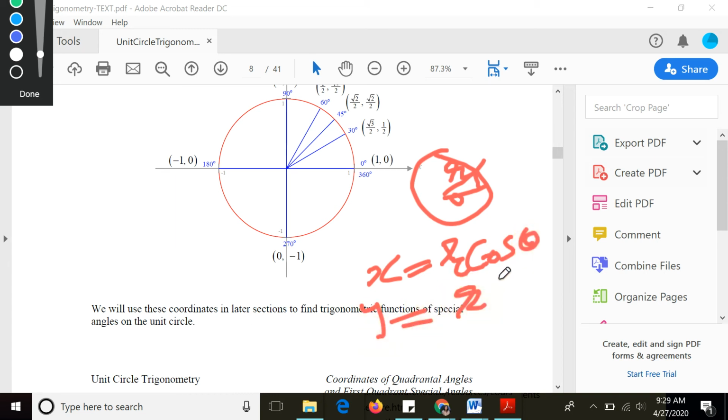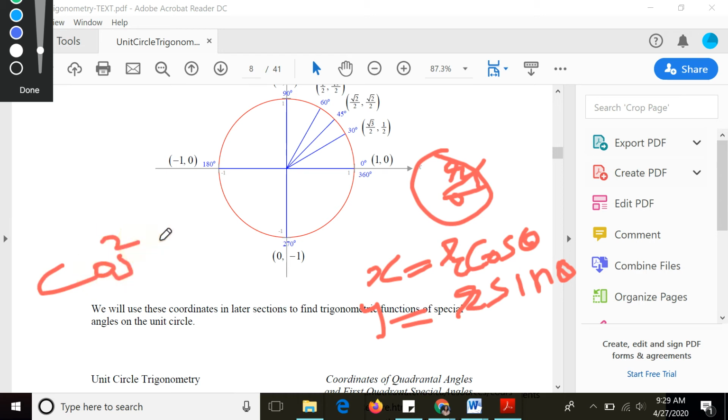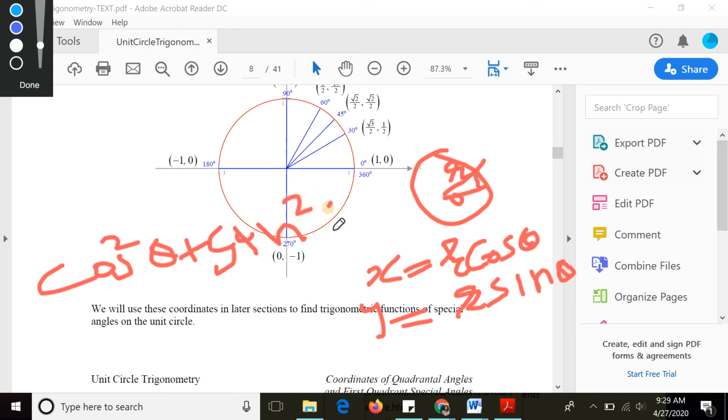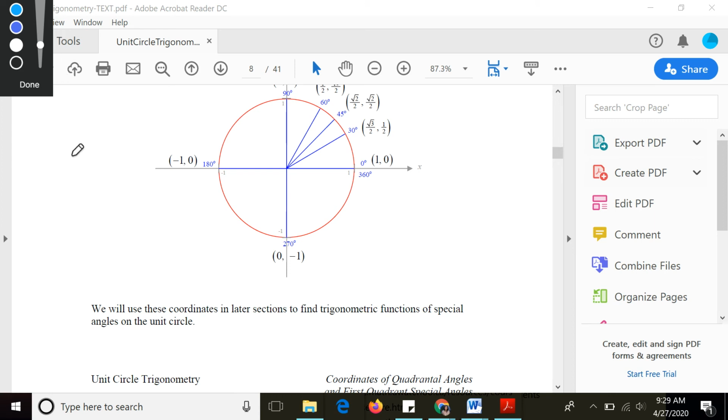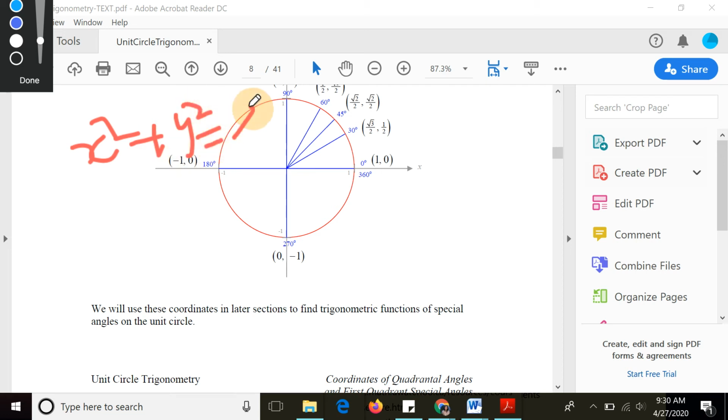In this case, our r was 1, but if it's not a unit circle, then your x and y will become this. And then the equation of the circle will become: x squared plus y squared is equal to r squared cos squared theta plus r squared sine squared theta, so x squared plus y squared is equal to r squared. Okay, so this is your equation of a circle for center 0, 0 and radius r.